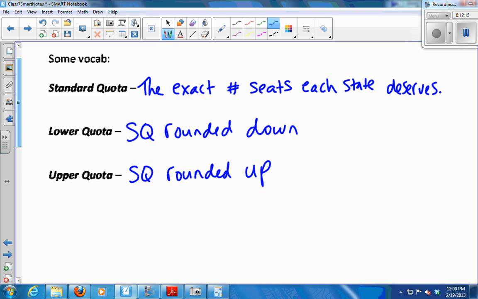Okay. So if the standard quota comes out as 12.4, you can't give out 0.4 of a congressional seat. So we say, well, you're either going to get 12, your lower quota, or you're going to get 13, your upper quota.